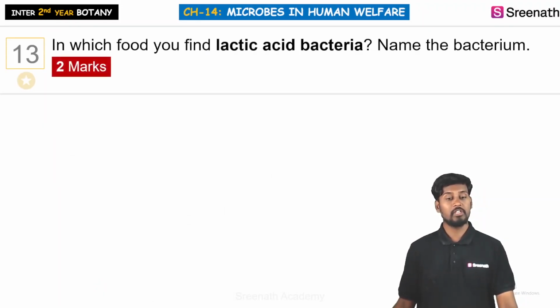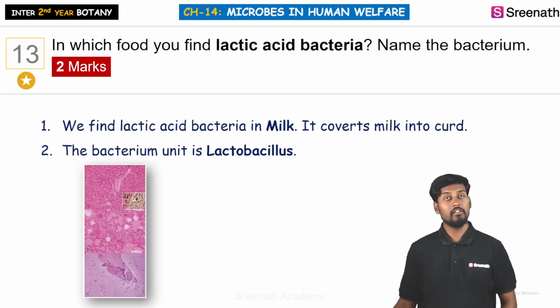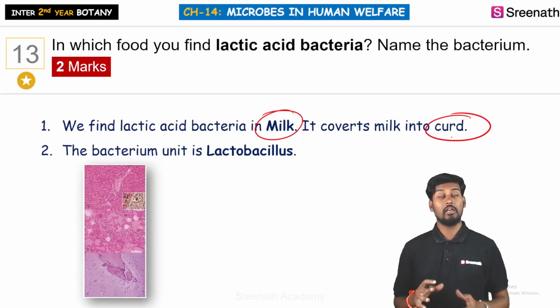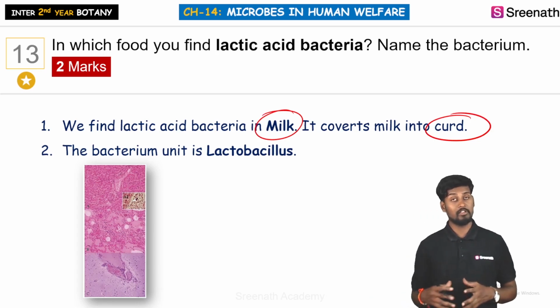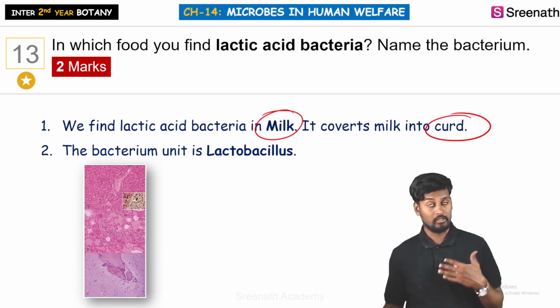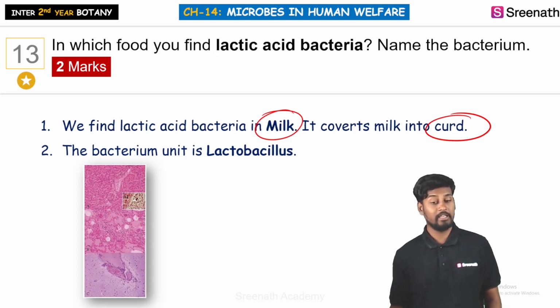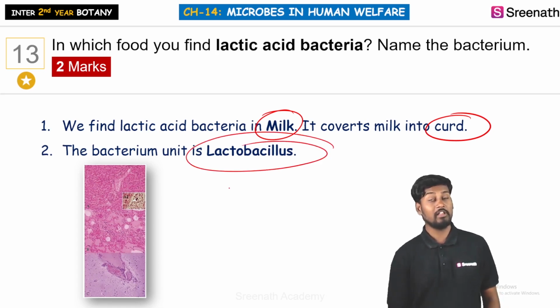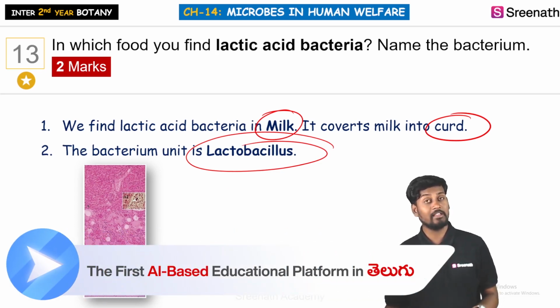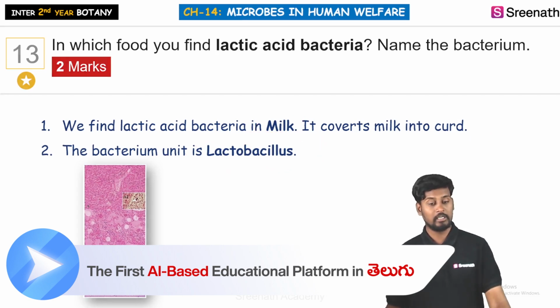So the 13th question is: in which food do you find lactic acid bacteria, and name them. So it is milk and also curd, where we can see Lactobacillus is found. Milk is converted into curd by means of lactic acid bacteria, and this bacterium is called Lactobacillus. So the lactic acid bacteria are involved in converting the milk into curd.